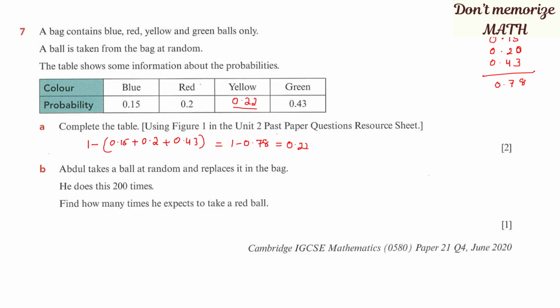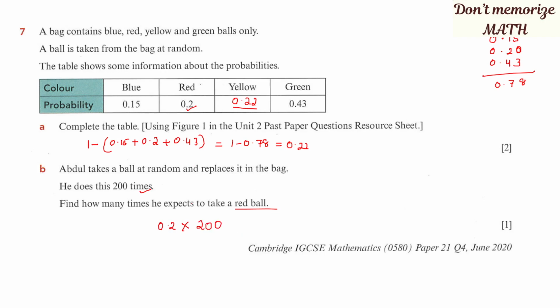Then Abdul takes a ball at random and replaces it in the bag. He does this 200 times. Find how many times he is expected to take a red ball. So when he takes the red ball, the probability is 0.2. How many times is he repeating? He is repeating 200 times.